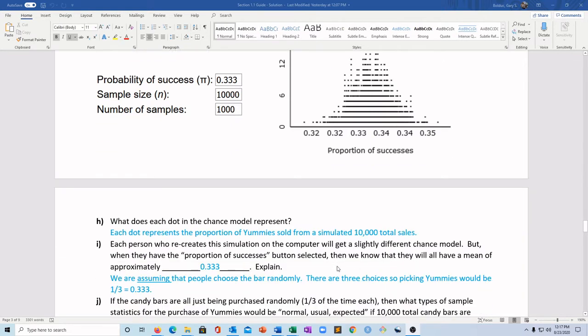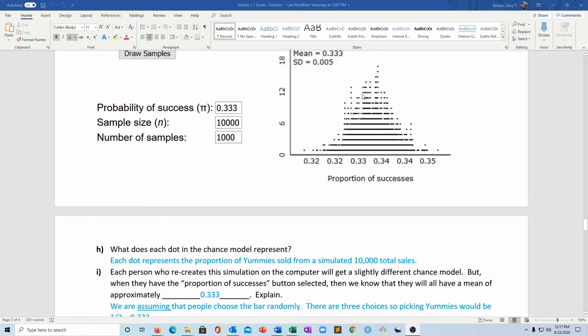So just to reiterate each of these pieces, what does each dot represent? Each dot represents 10,000 sales that we simulated. So you could think like the 1 week. Each one of these dots is a week of 10,000 sales we're looking at. And each dot, the actual number, is the proportion of sales Yummies got. Again, each person who does a simulation will get something different, but we know that this chance model for every person who does it should be centered around this number, because that's what we're telling the computer to assume when they do this work.